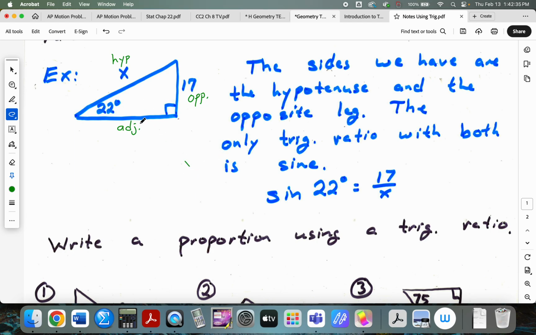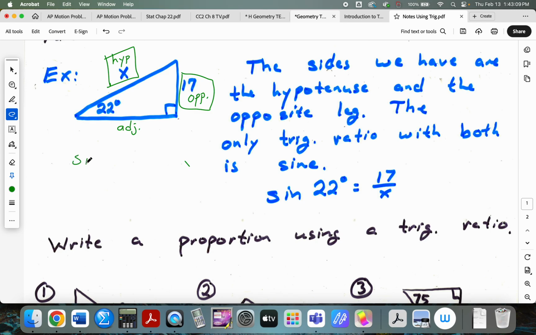Remember that opposite and adjacent are both relative to, or concerning, the 22-degree angle. The hypotenuse is always the one across from the right angle. Okay? So the two that we have are opposite and hypotenuse. Which one of the three ratios has both opposite and hypotenuse? Sine, right? It looks like sin. It's hard to look at it and not say sin, but it's sine.